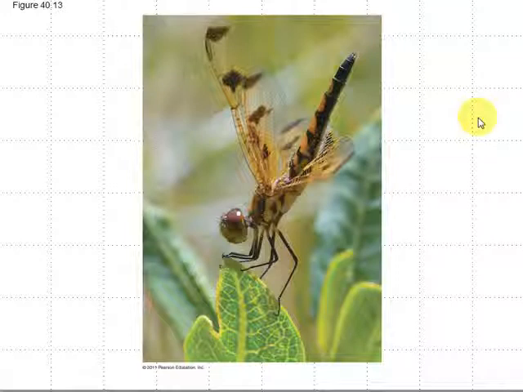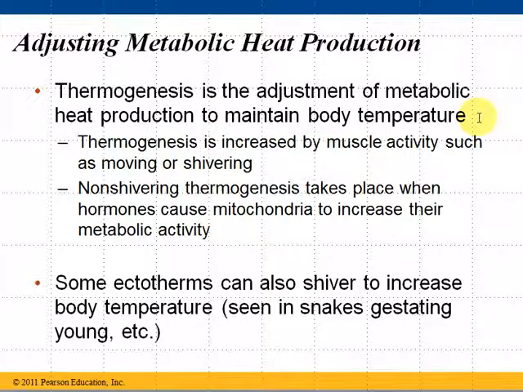Finally, creatures can do things internally. They can adjust various metabolic processes inside of their body to regulate their heat. Thermogenesis is the adjustment of metabolic heat production to maintain body temperature. And you've seen this in yourself.